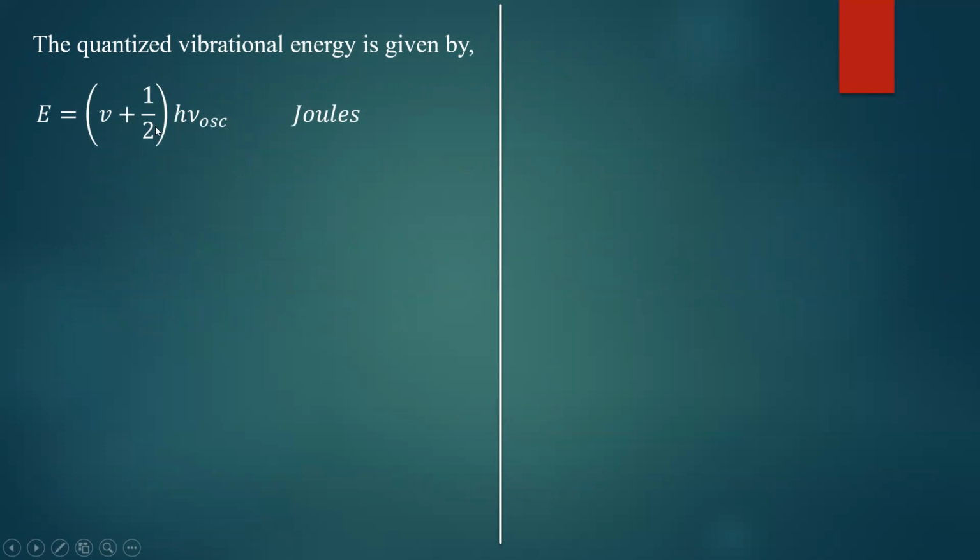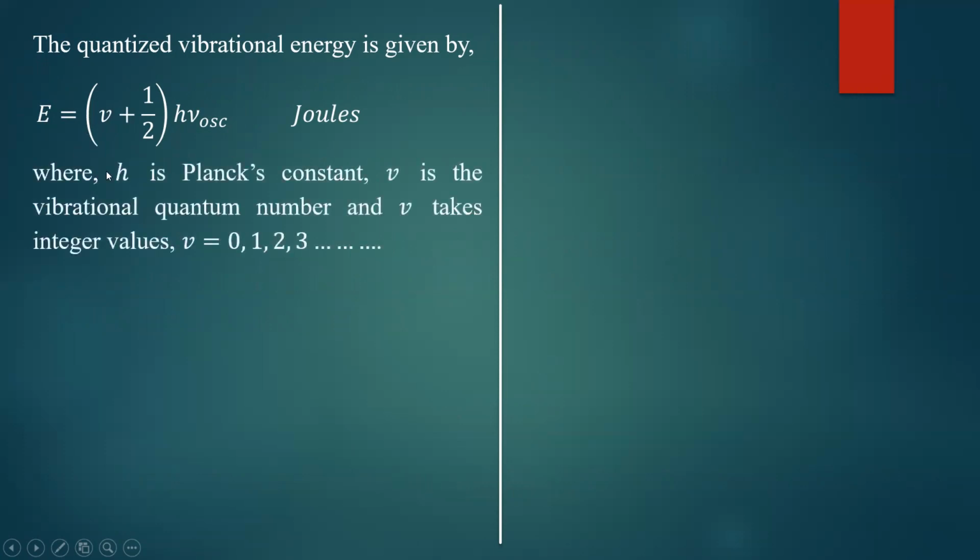frequency of oscillation, and v is the vibrational quantum number, which can take the values 0, 1, 2, 3, etc. So energy is quantized, energy is discrete because of this vibrational quantum number. Here h is the Planck's constant, v is the vibrational quantum number, and v takes integer values, that is v equal to 0, 1, 2, 3, etc. It can take the positive integer values, including 0.